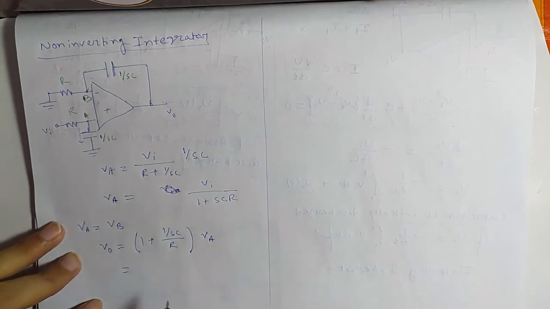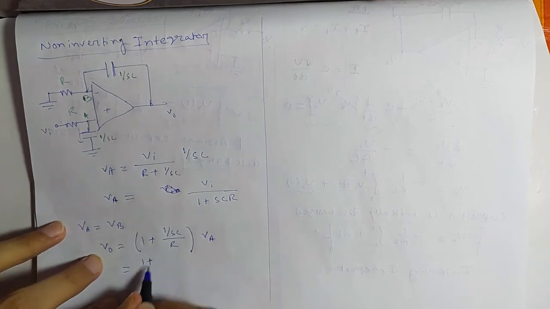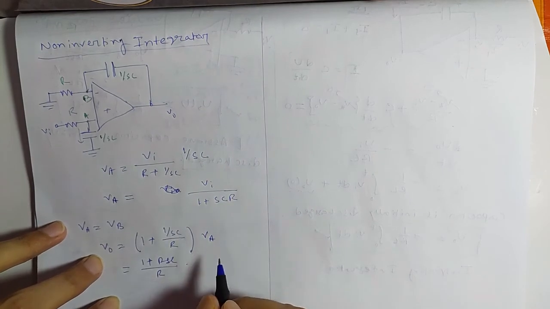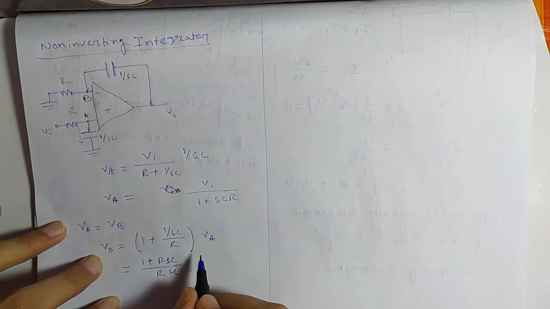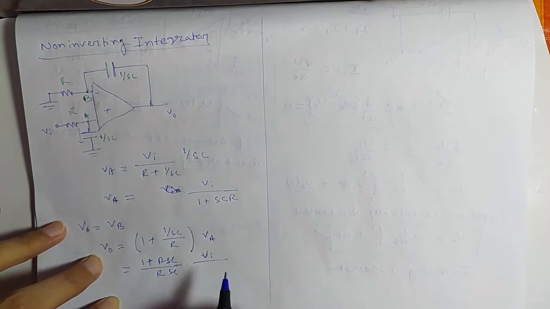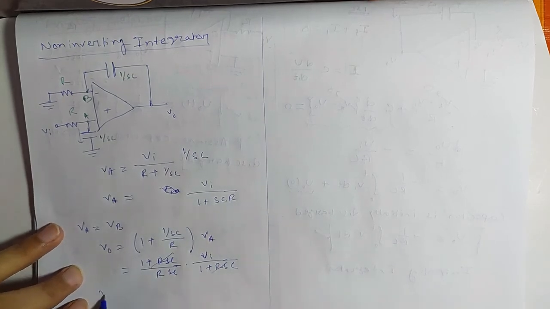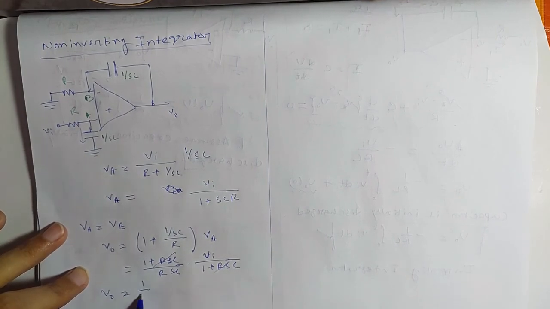So if I replace VA here, it will be (1 plus RSC) by RSC into VA. VA will be VI by 1 plus RSC. So it will cancel out, and VO will equal 1 by RC into VI by S.